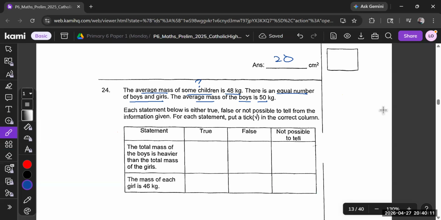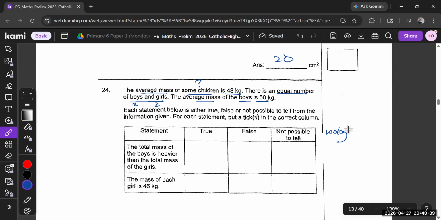So what we can do is we have to prove it. Now in the exam, if there's no time, you have to guess already. But how do we prove it? There's an equal number of boys and girls. Okay, let's give a number. Small number. 2 and 2. Okay, 2 boys, 2 girls. Let's find the total mass of the boys. The average mass of the boys is 50. 50 times 2. So the boys is 100 kg, right?